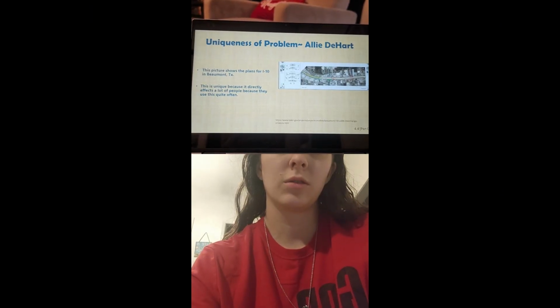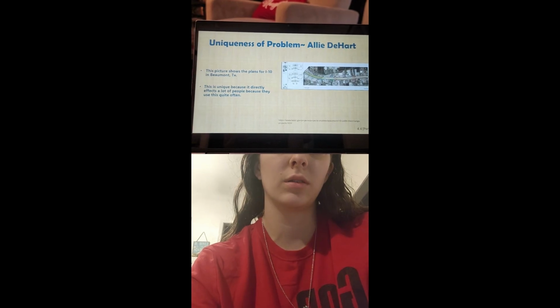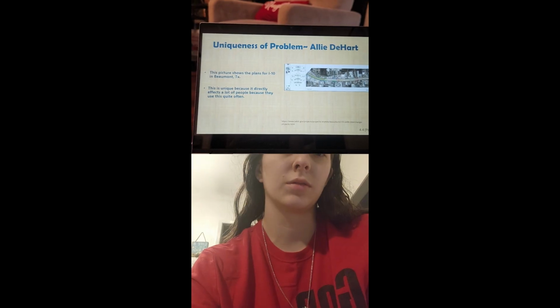This picture shows the plans for I-10 in Beaumont, Texas. This is unique because it directly affects a lot of people because they use this quite often.